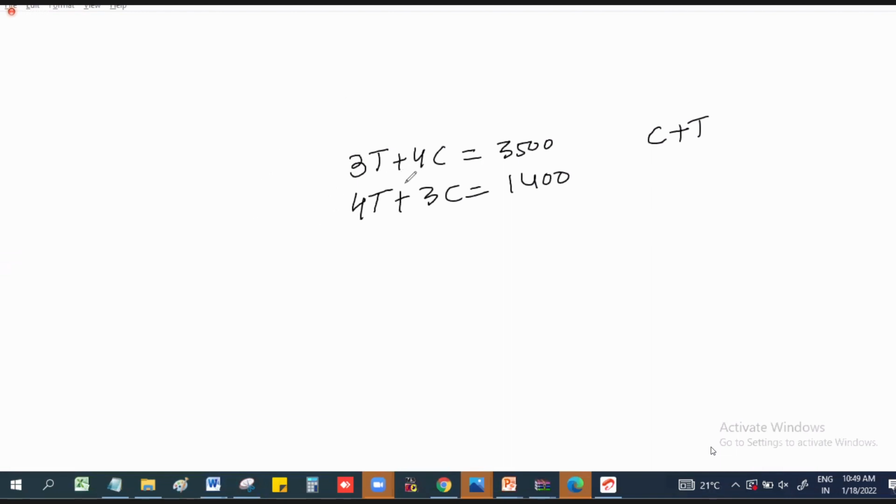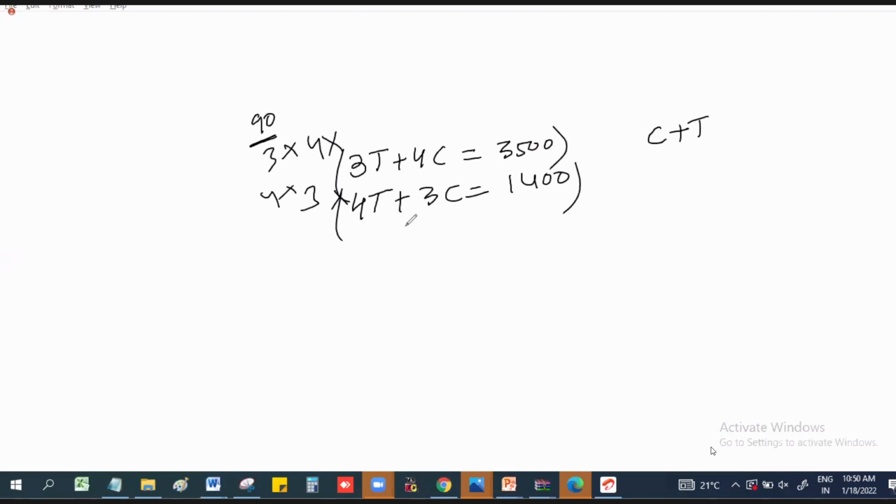The moment you saw this question, if you start solving like this, first equation multiplied with 4, second equation multiplied with 3, you're gone. 90% of the people start doing the question like this. How many solve like this? It may be times 3, it may be times 4, to eliminate T or C. Did you get it by any other method? People who got 700?